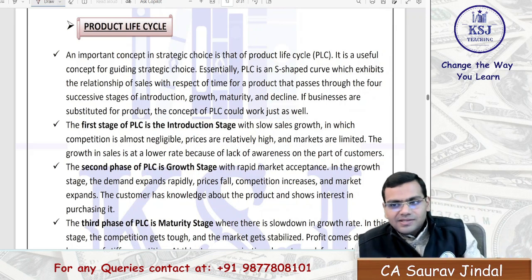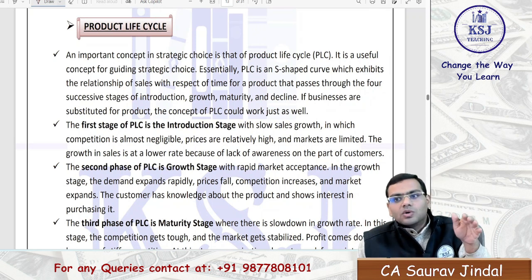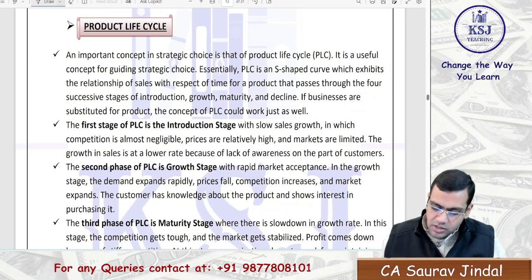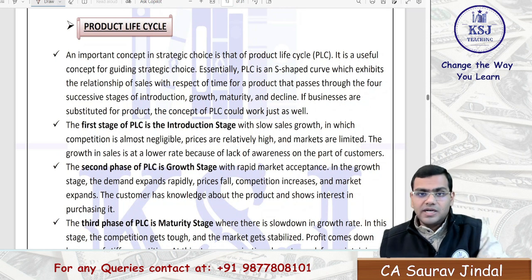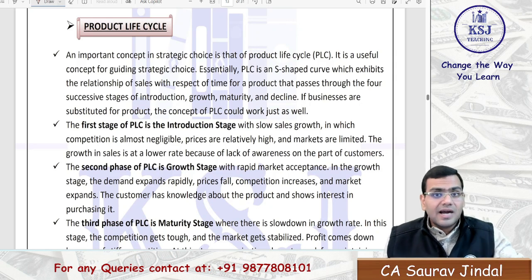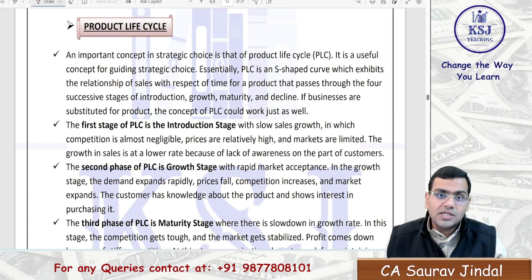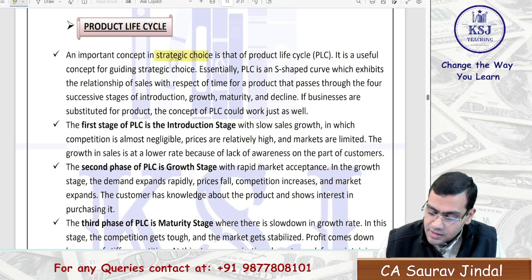Similarly, every product has a life cycle. Every product has to go through particular stages of development. It is an important concept in strategic choice. What is strategic choice? We have a chapter on it, chapter number 4. But in short, strategic choice is basically which strategy we need to choose at what particular point of time. So an important concept in strategic choice is that of the product life cycle. It is a useful concept for guiding the strategic choice.